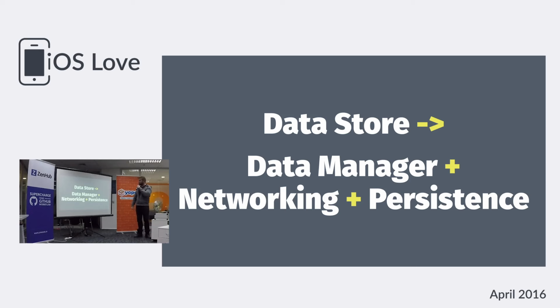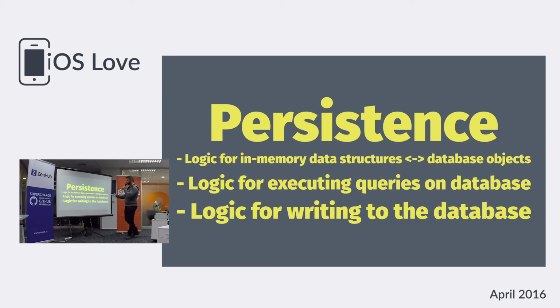Also, the data store. Let's split that up into three layers: a data manager, a networking layer, and a persistence layer. Persistence firstly. Logic for conversion between in-memory data structures and database objects. Logic for executing queries and fetching those objects. And also logic for writing to the database. This could be a wrapper around Core Data or Realm or even just a property list. It doesn't matter. Its job is to abstract that from the rest of the application. The application asks it to save something, and how it gets saved doesn't matter. I label it cache because persistence won't fit, but it's the same thing.